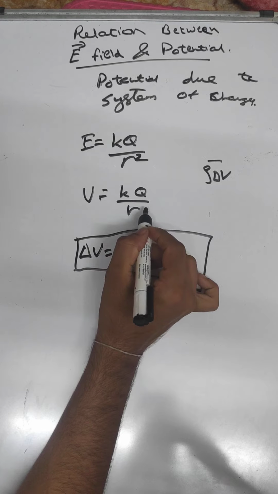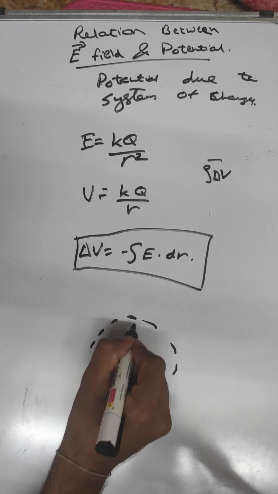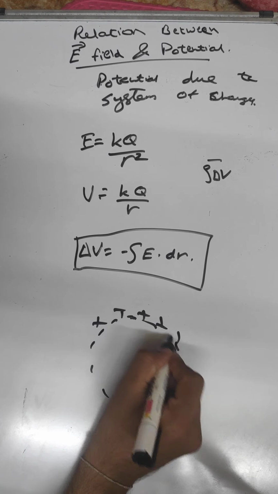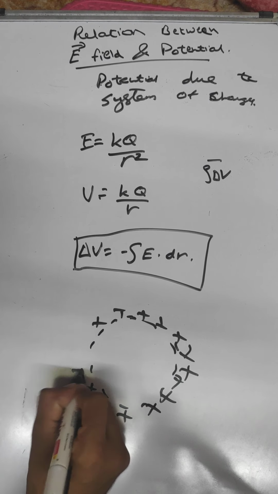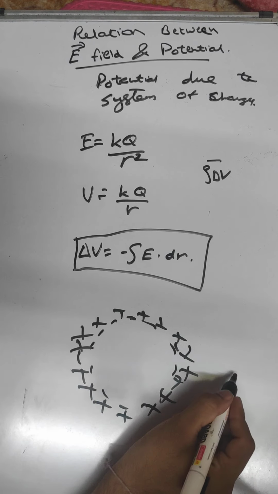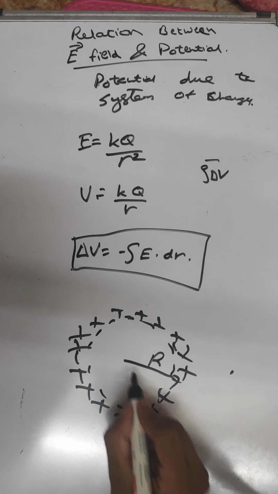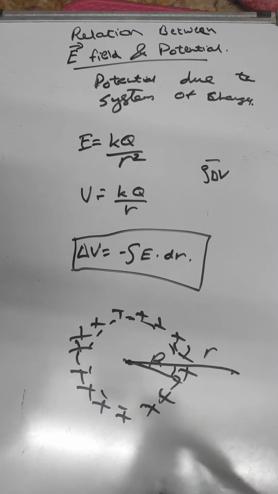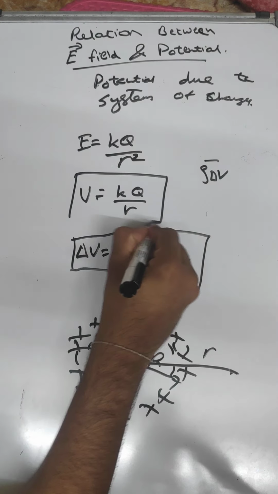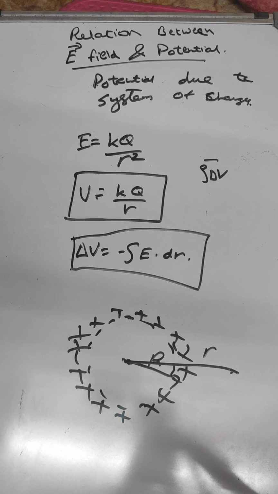Now this is for a point which is outside the sphere. Suppose let us take this is a sphere, and the point charges are spread all over the surface. Then the potential at this point, let us say the radius is r, and the distance from the center of the sphere is r, will be equal to this formula, as we have seen in the previous chapter on the electric field due to a sphere. I hope this is very clear to you.